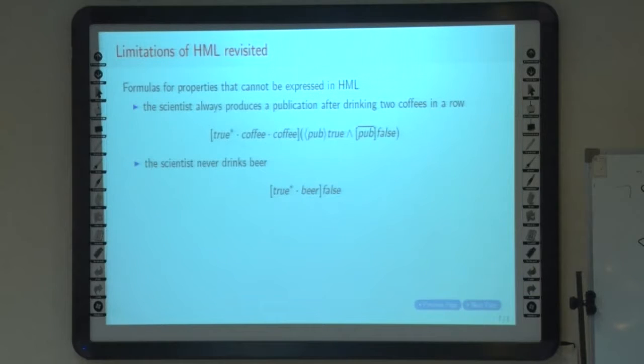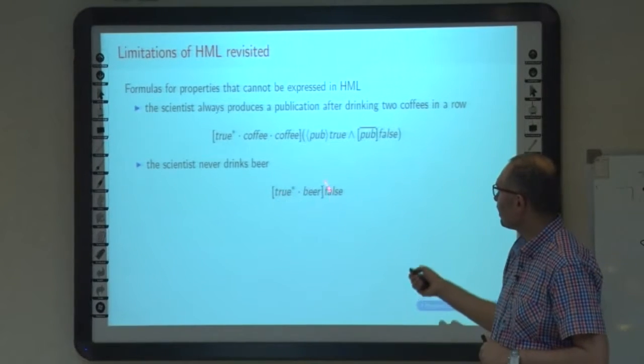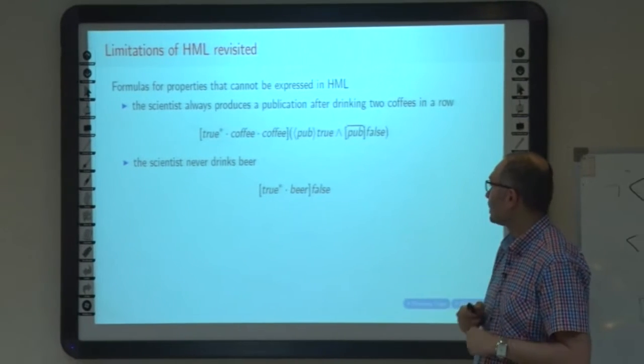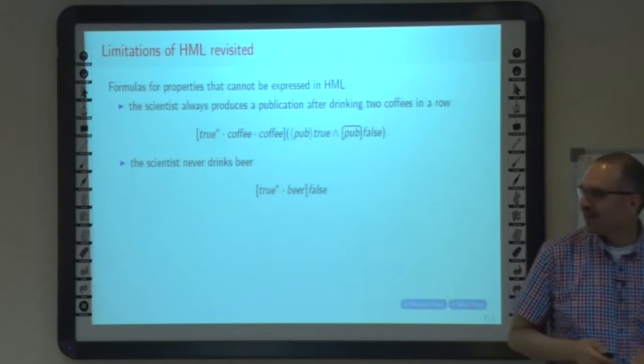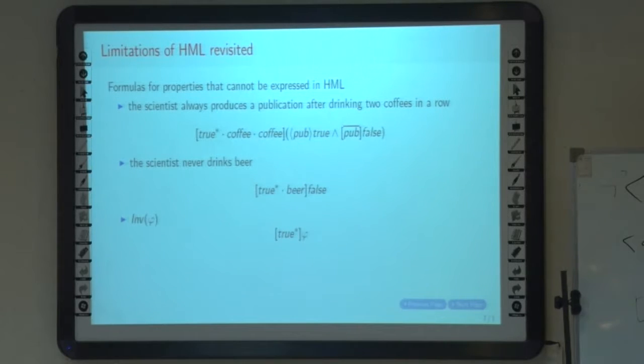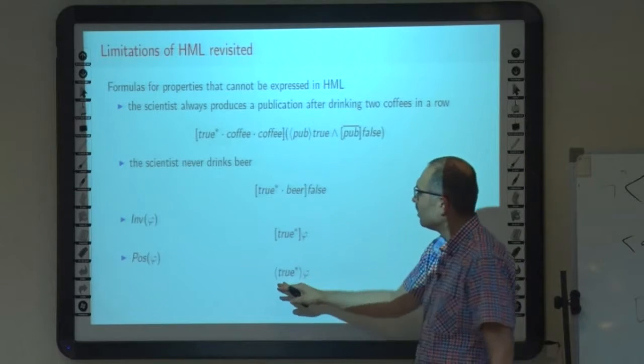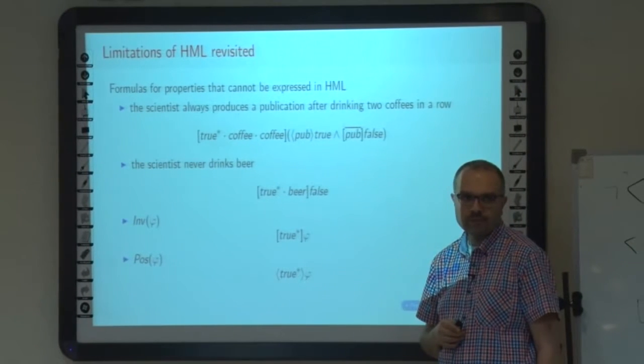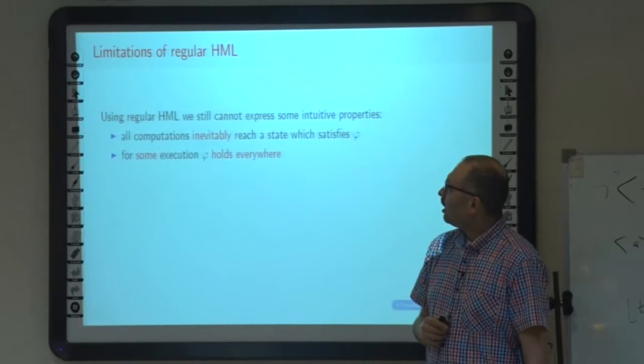Right, so a scientist never drinks beer is true star, beer false. Right, so never beer: if you ever drink a beer, then you should satisfy false. So you'd better not drink beer at all. And invariably phi holds is true star phi. Right? And possibly in the future phi holds. It's either it holds now, or it holds after 1 action or 2 actions, and that you specify by diamond true star phi. Okay? Right.